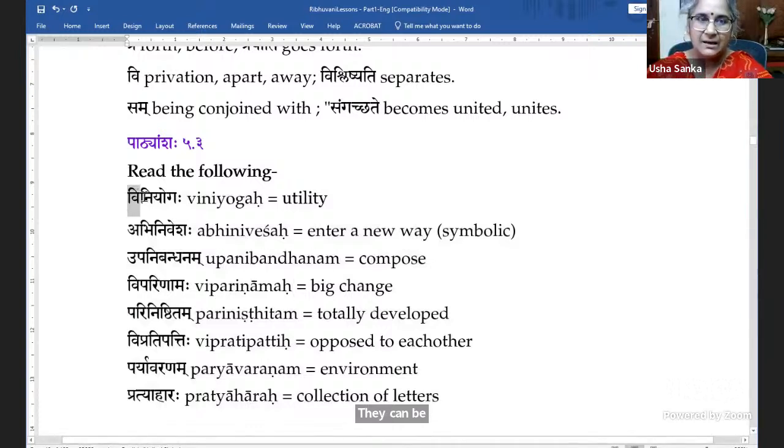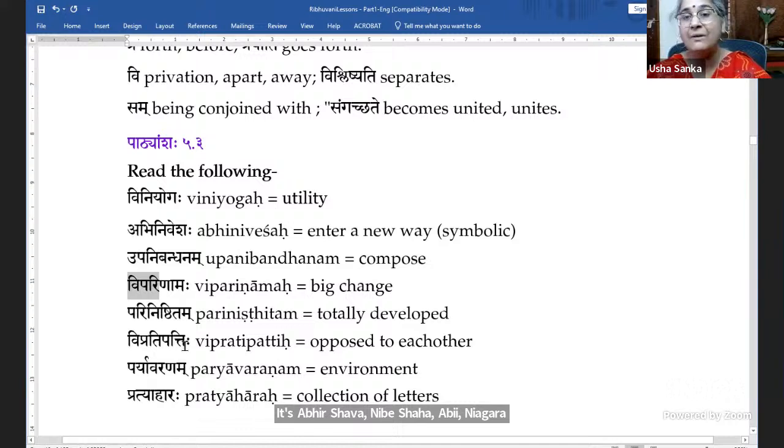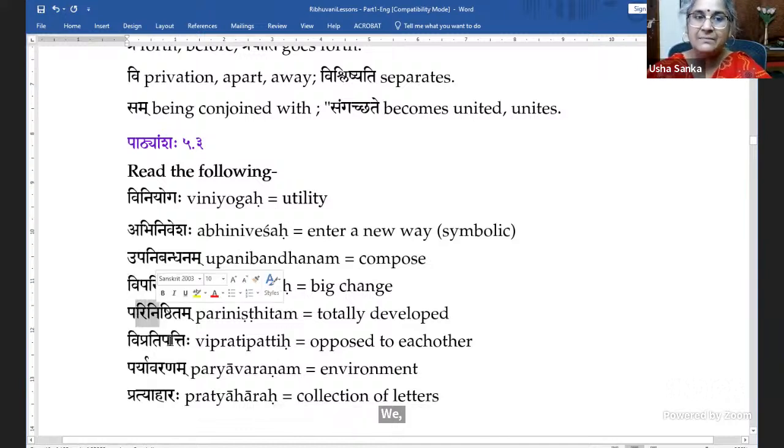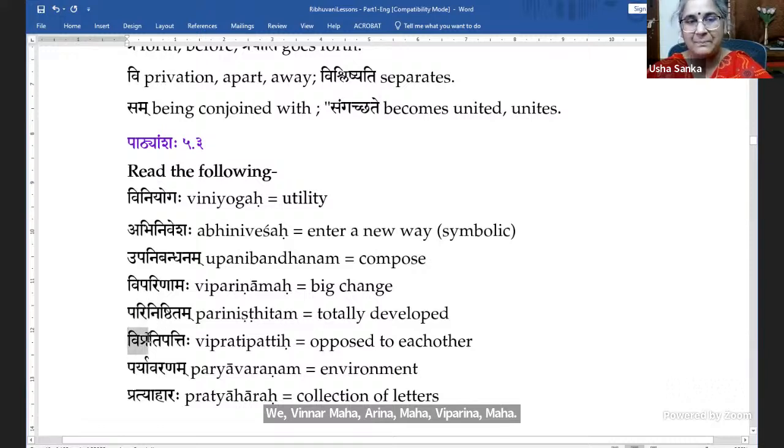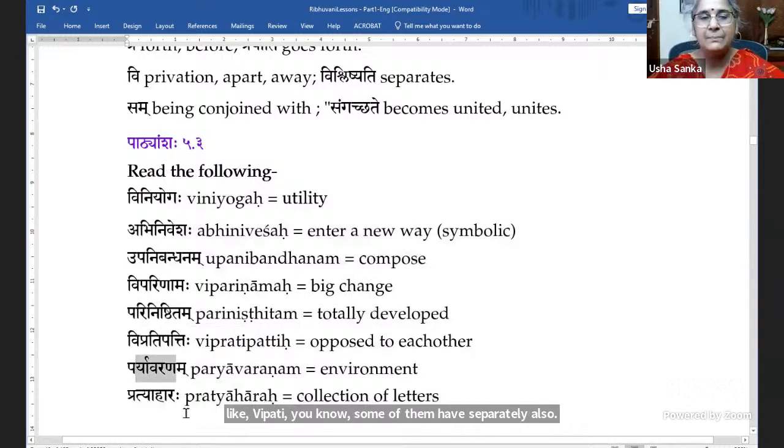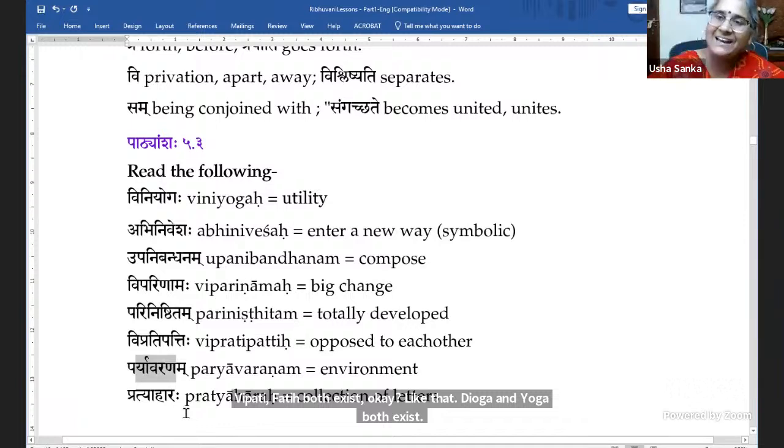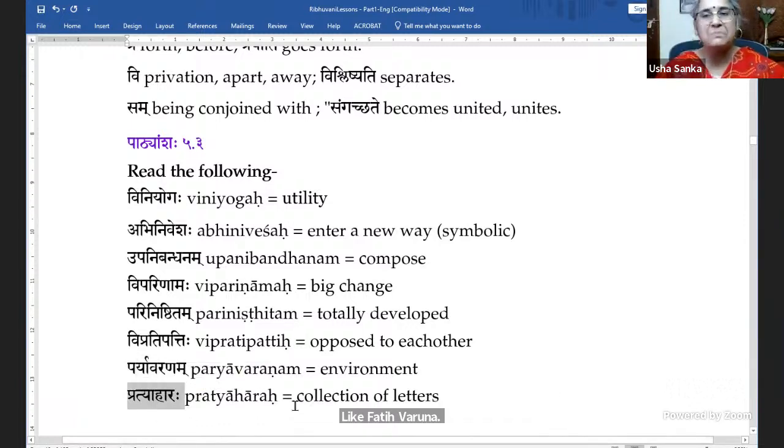Like we see here, viyogaha, niyogaha, but viniyogaha. It's abhiveshaha, niveshaha, abhiniveshaha. This upabandhanam, nibandhanam, upanibandhanam. Vinamaha, parinamaha, viparinamaha. Parishtitam, nishtitam, parinishtitam. Vipattihi, pratipattihi, vipratipattihi. Some of them exist separately also, like vipatti, pratipatti both exist. Like viyoga, niyoga both exist. Like paryavaranam, pari plus a becomes parya. Then prati plus a becomes pratya.